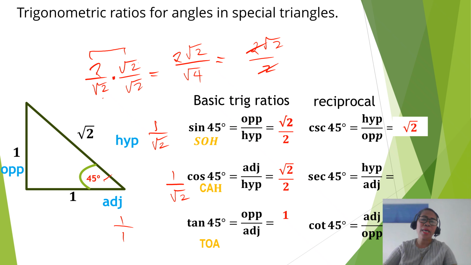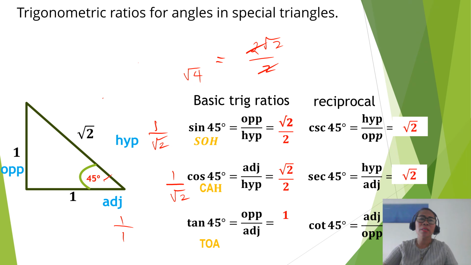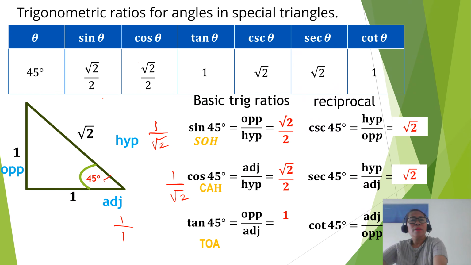Next is secant 45. Since sine 45 and cosine 45 are both square root of 2 over 2, the secant 45 is still square root of 2. While for the cotangent 45, the tangent 45 is 1, and of course, the reciprocal of 1 is 1. Therefore, we now have the table of the 6 trigonometric functions of the 45 degrees angle.